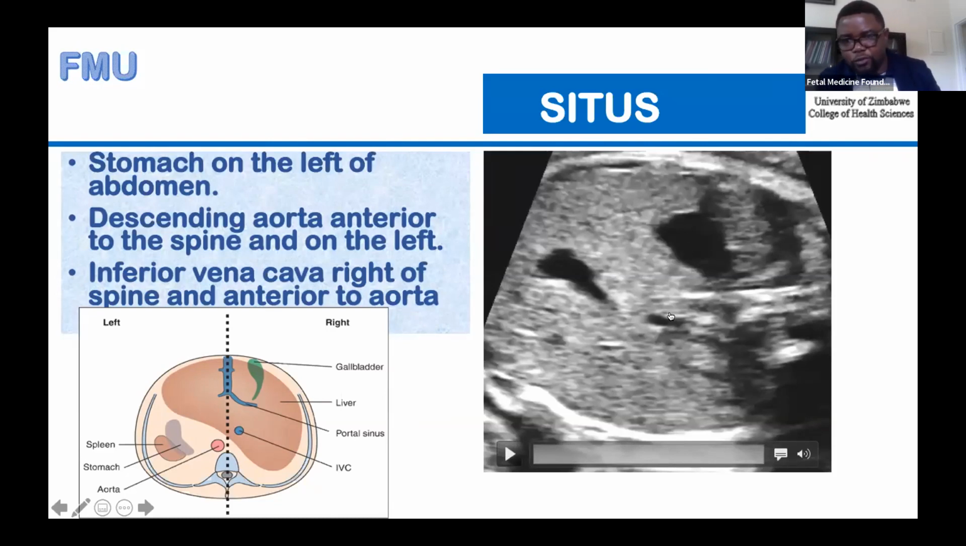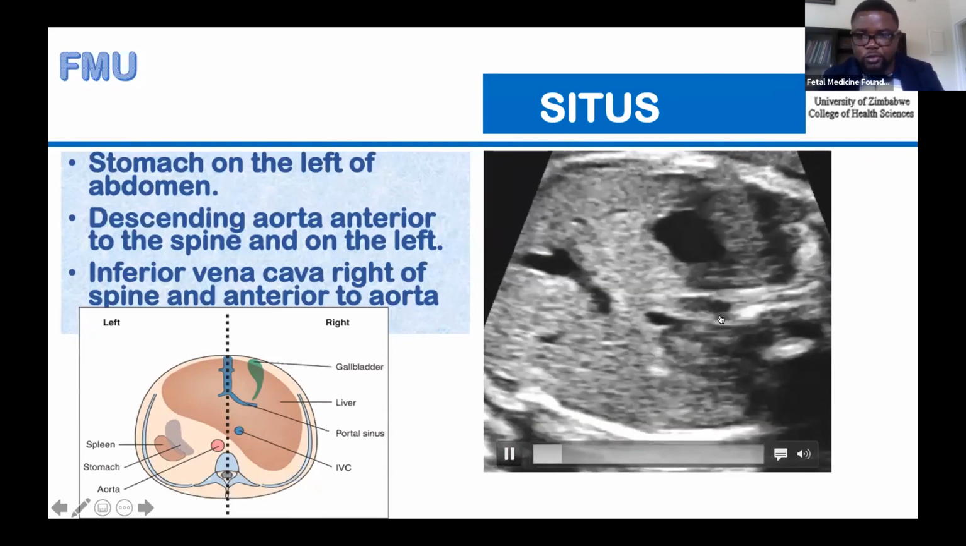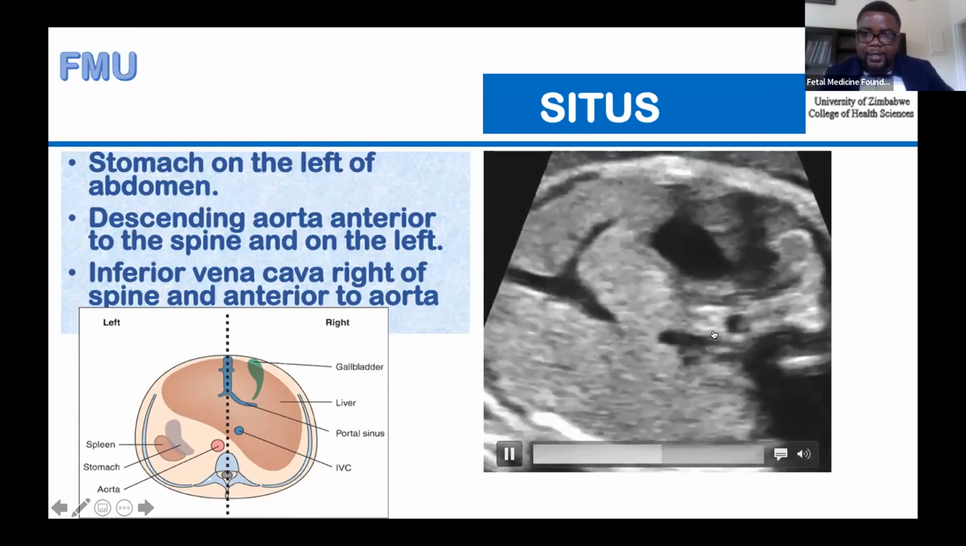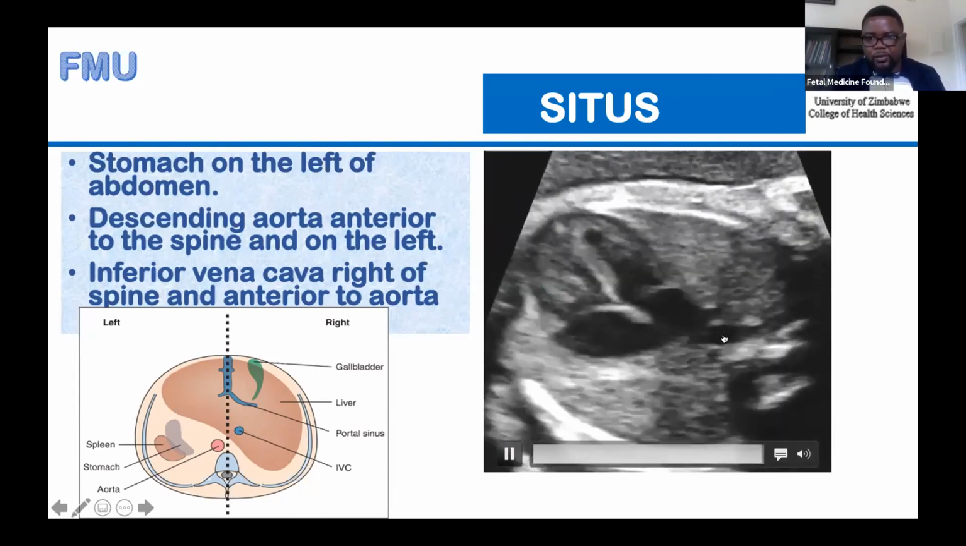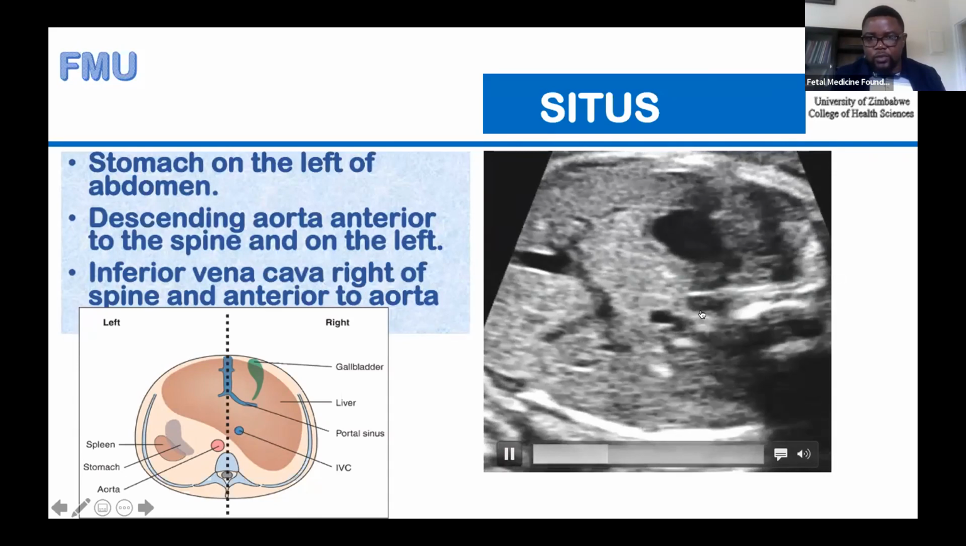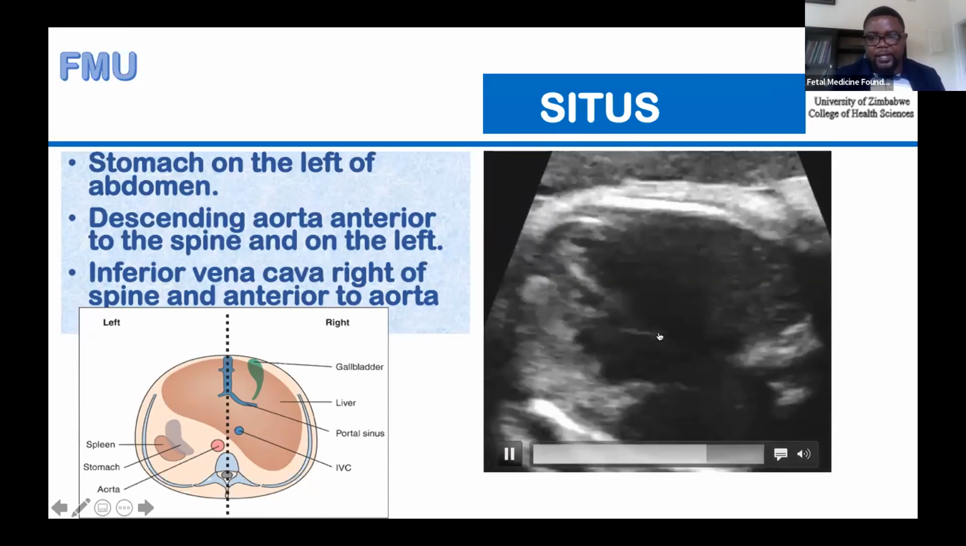Then you also have to look for the aorta and the inferior vena cava. I'm not sure if my image is showing nicely, but let's just see if I can show you. That's the aorta there. You can see the aorta is this one, the inferior vena cava is there.